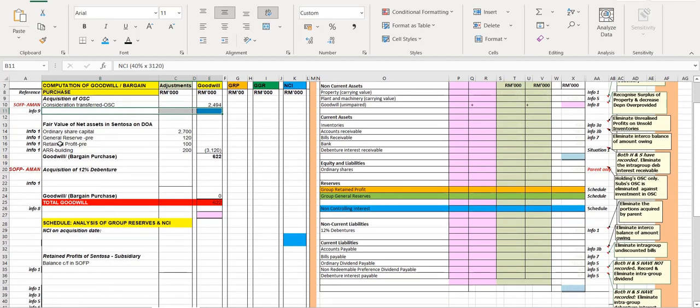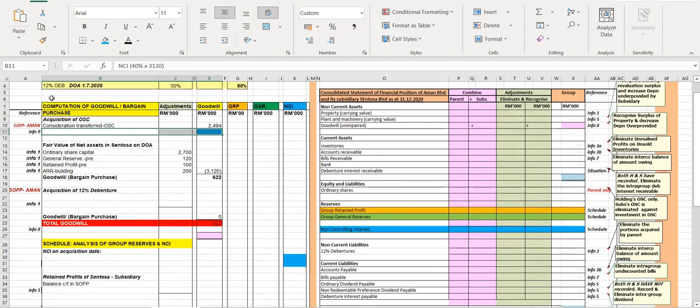You can see here that in my schedule I have an adjustment column, the goodwill column, the group retained profit column, the group general reserve, and the non-controlling interest. The one with the blue is non-controlling interest. So here is the calculation for the non-controlling interest, which is going to be 40%, the non-controlling interest percentage of the net asset. So that will give you the goodwill of course 622.